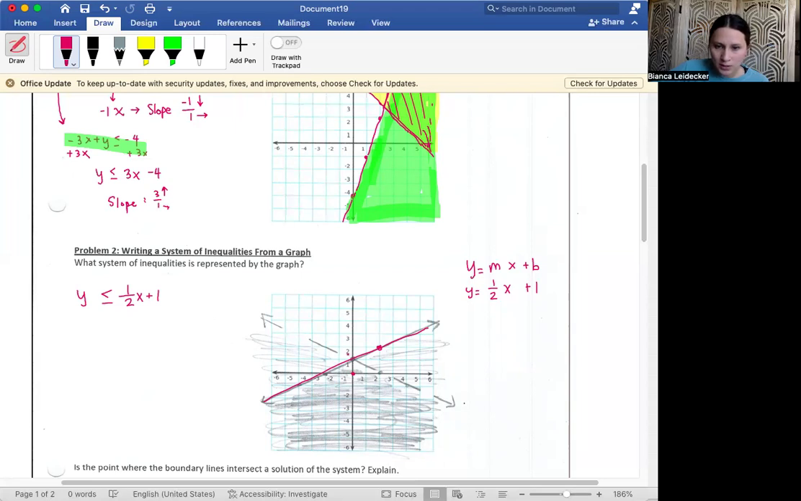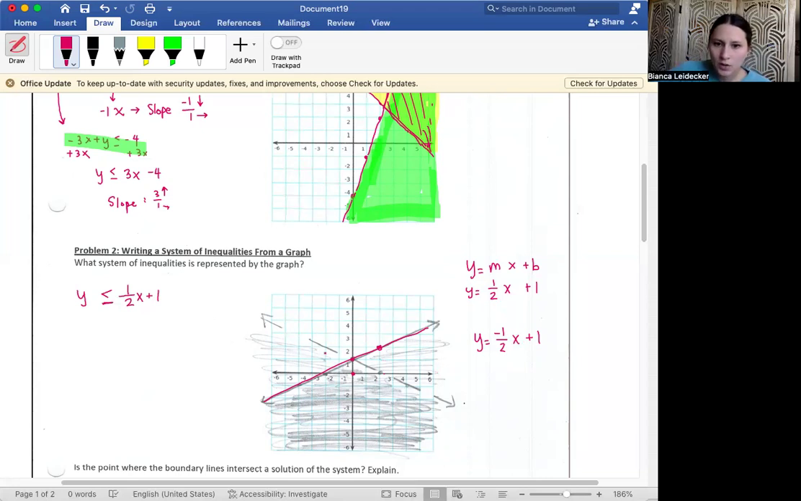Now our next equation is dotted, and so it's not going to have this or equal to symbol to it. But let's just write the linear equation first on the side. It's also at an intercept of 1, so it's +1. And then this time it's going down 1 to the right 2. So it's -1 over 2 because it's going down. So down 1 to the right 2, which means it's -1/2 x plus 1.